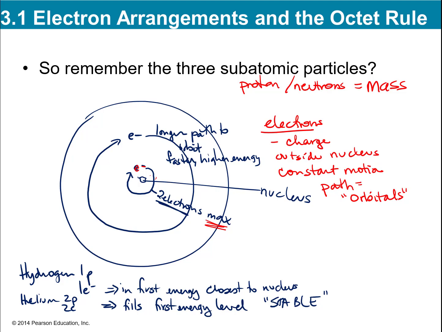So that's why the one closest to the nucleus can have lower energy, it can move at a slower speed. The further out you get, the faster those electrons are going to move because the distance of their orbital is greater.